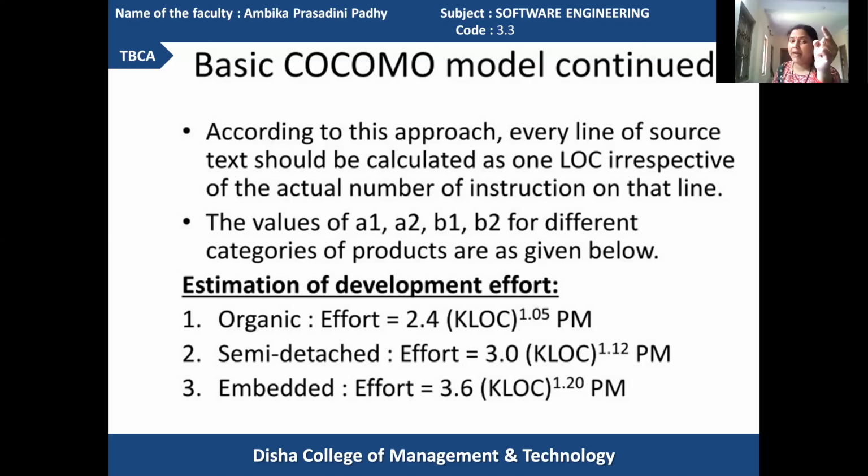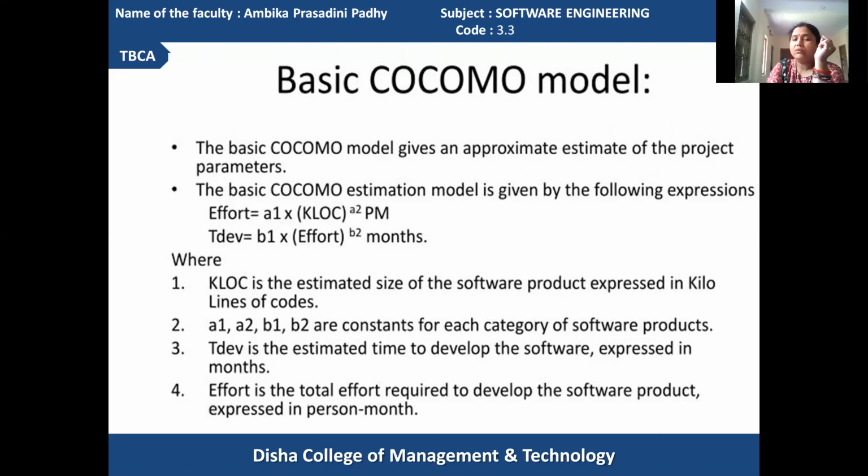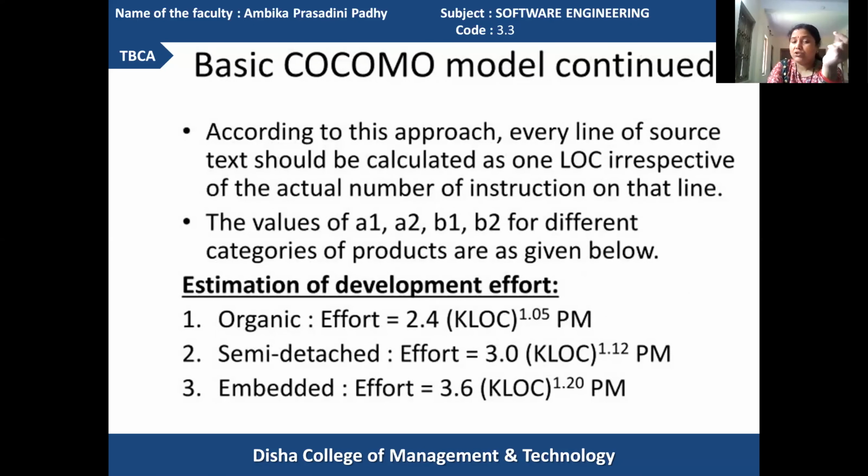Effort is identified as A1 multiplied with KLOC to the power A2 person per month. So the effort required for organic type is 2.4 KLOC to the power 1.05 person per month. Here A1 is 2.4, A2 is 1.05.